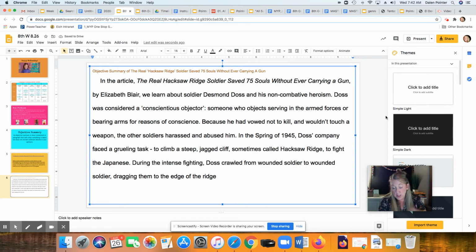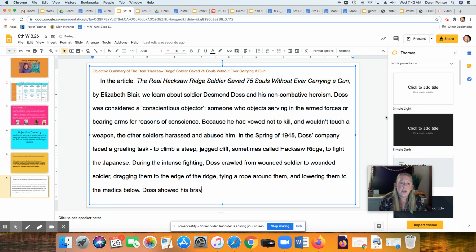I actually pre-wrote this before I am typing it in for you guys, so I didn't take a long time to think and stuff. You will not go this fast when you're doing it on your own, and that's totally okay. Tying a rope around them and lowering them to the medics below. Doss showed his bravery by saving 75 men in 12 hours.